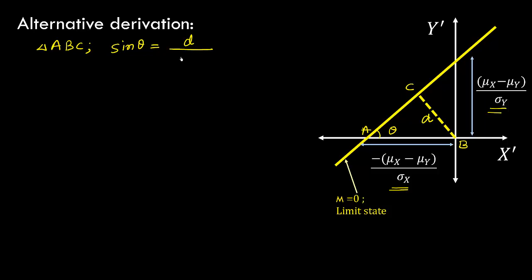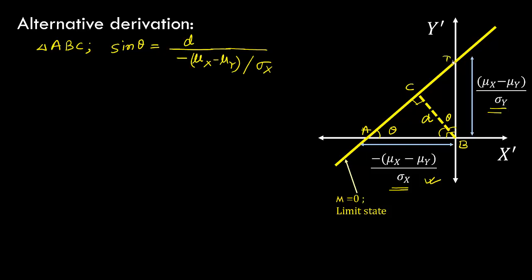on the x-axis, that is nothing but minus mu x minus mu y, and this divided by sigma x. So this term. Similarly, now this angle is theta, so this angle will be 90 minus theta, because this is 90 degrees, and this angle is theta because this angle is 90 degrees. So this angle is theta.